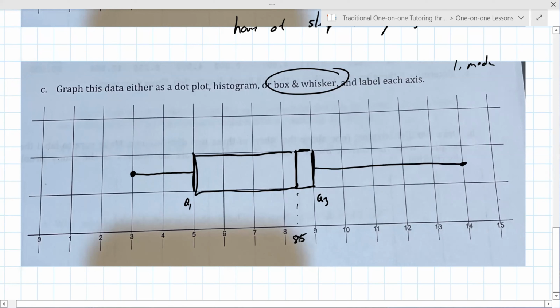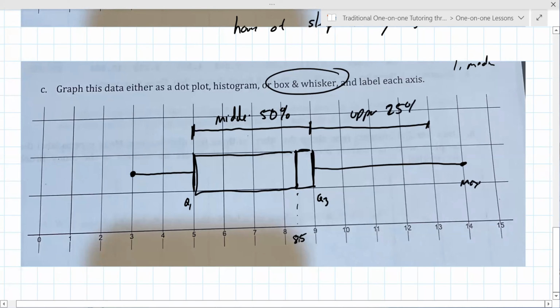So there's a couple of things here that you might see. This is considered the middle 50%, from Q1 to Q3. And then from Q3 to the max, that's the upper 25%. And then the min to Q1 is considered the lower 25%.